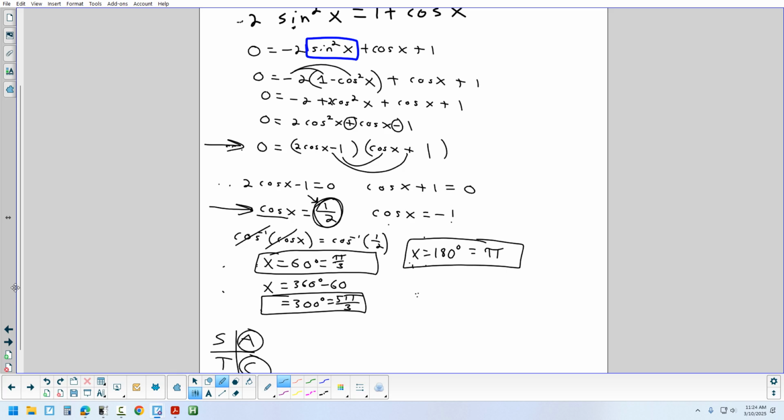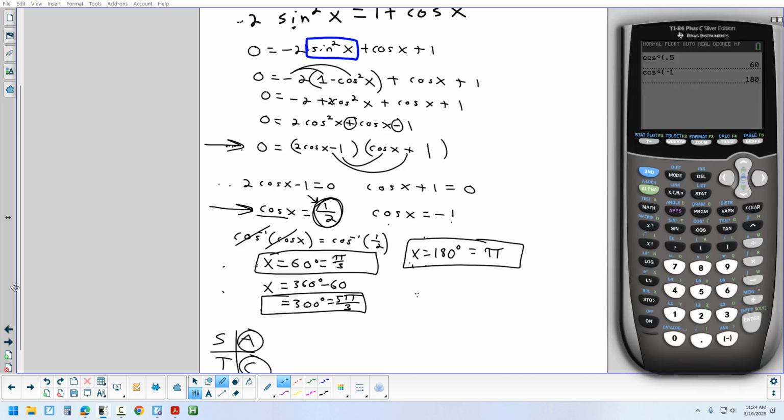Okay. Any question on that one? So we got the 180 from the inverse cosine of negative 1? Inverse cosine of negative 1. Okay. Yeah, I just typed it in. I did not write down that stuff. I could have.